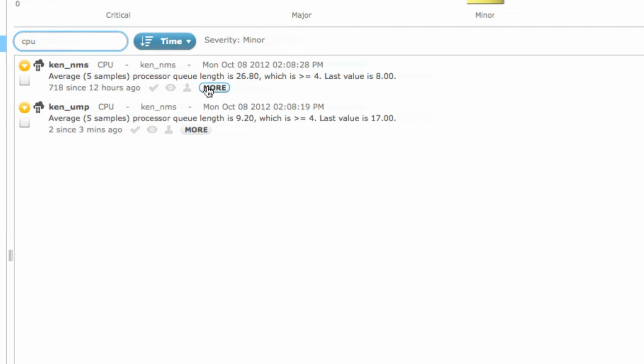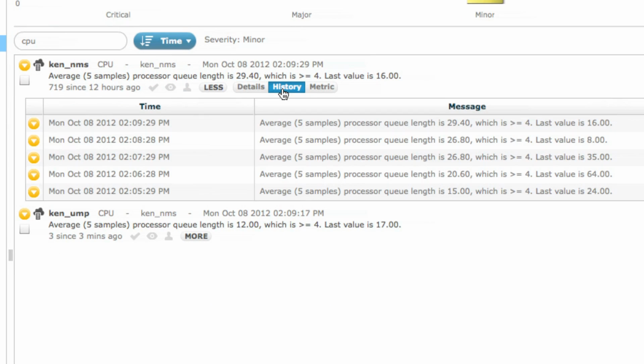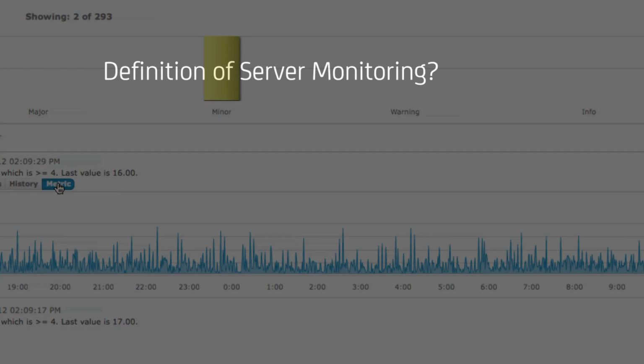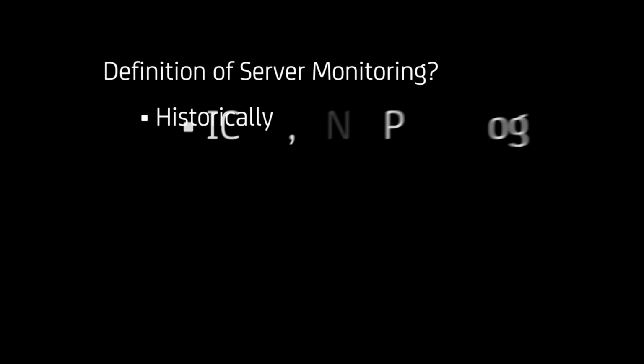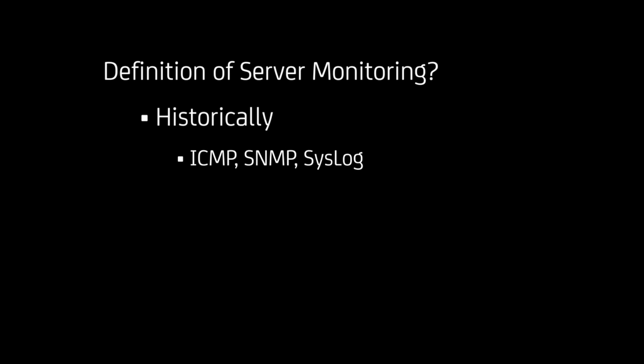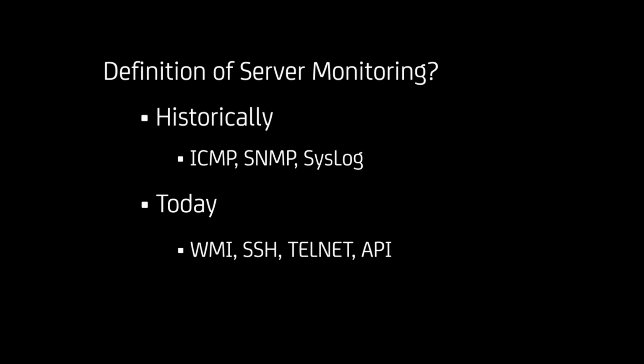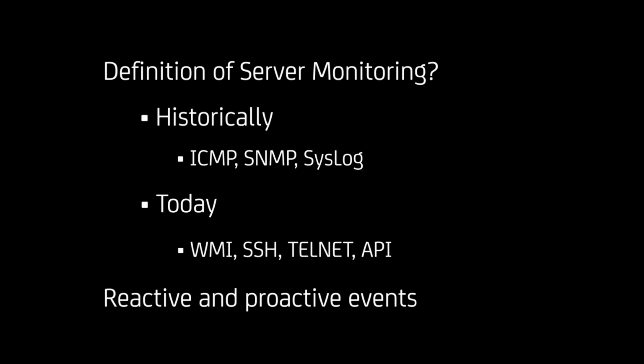Before we go into the demo, let's take a quick look at the definition and history of server monitoring. Historically, server monitoring has used protocols like ICMP ping, SNMP to query servers, the reception of SNMP traps, and syslog monitoring. Today, we use the same protocols but have added the ability of WMI, SSH, Telnet, and APIs to log into the servers and run local system commands to access more detail in the information that we're monitoring. All this monitoring creates reactive and proactive events to measure the availability and performance of the servers.